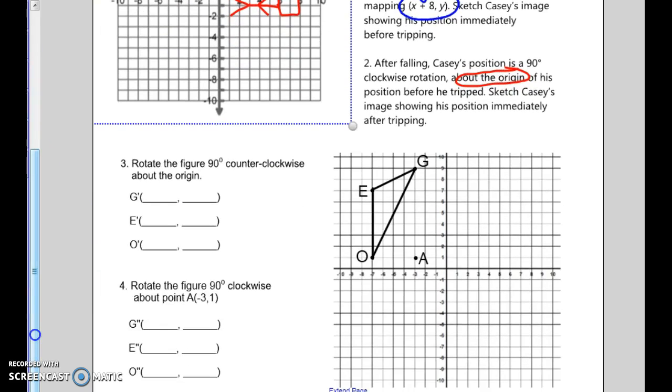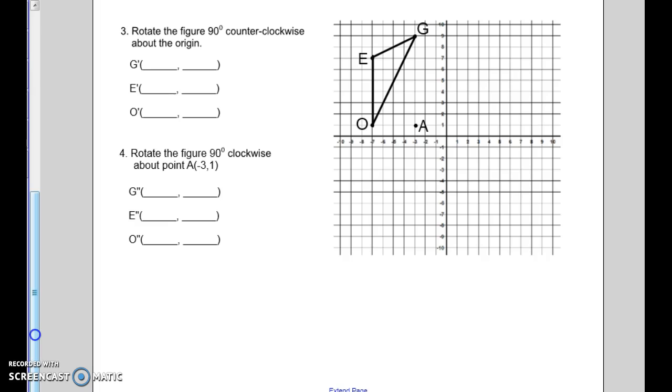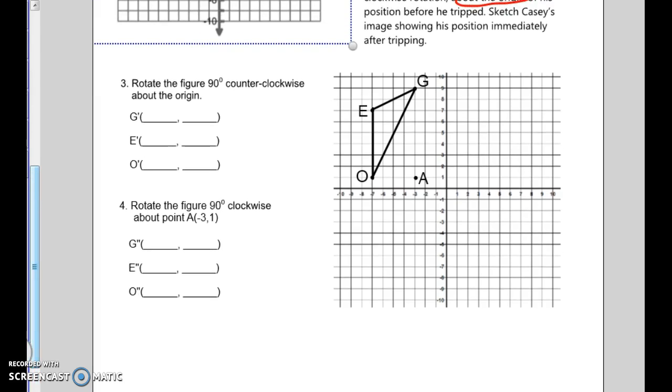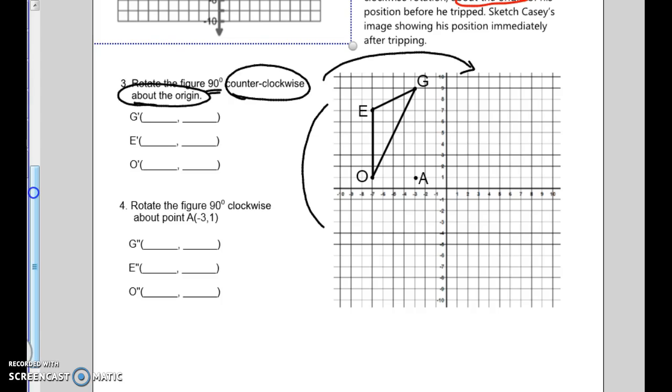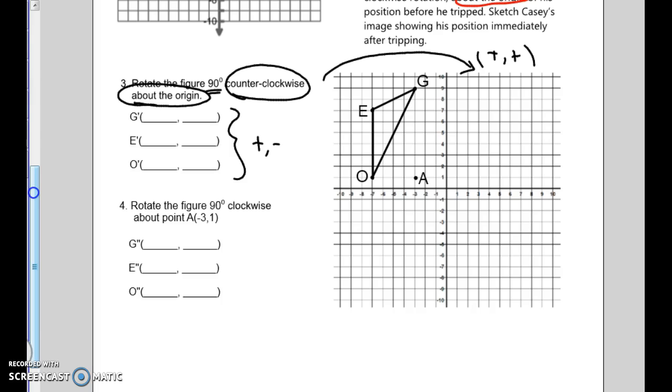Down here on the bottom, I had asked you in class to attempt to do these on your own, much like the notes that we had already done in class. Again, this is about the origin. And remember, we talked about 90 degrees counterclockwise. That means it's moving the opposite direction of a clock hand. So we're going to end up in quadrant 1, and that'll tell me that my point should be positive, positive when I end. So right here, all of my coordinates should be positive, positive.